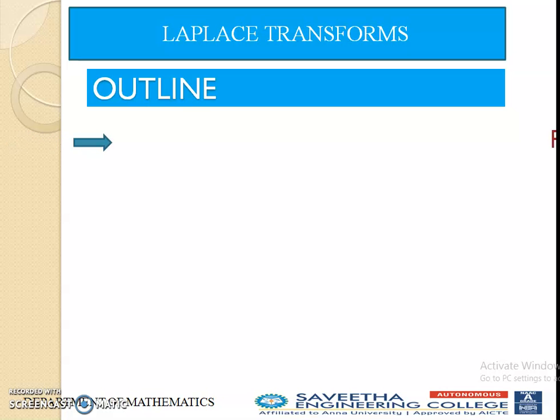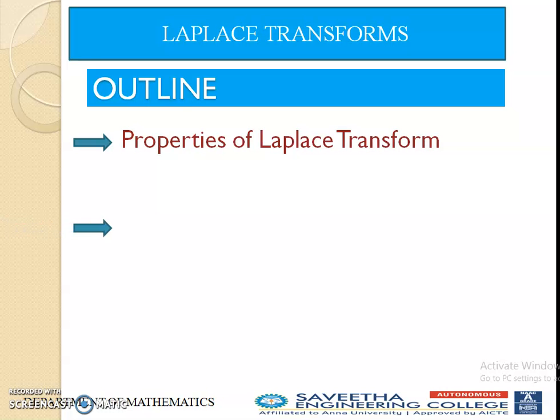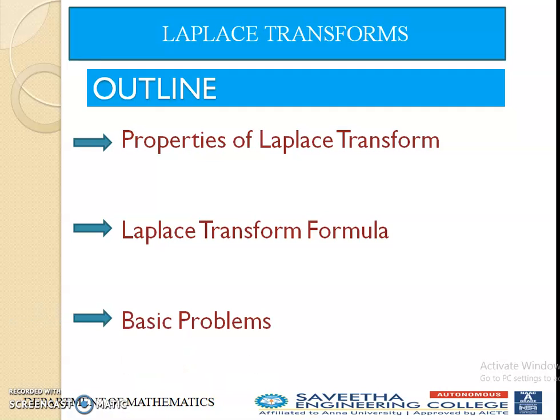The outline is properties of Laplace transform, Laplace transform formula, then basic problems. In the properties, we get 2 more questions. The formula is a very important one for finding the solutions. Here we have more than 15 formulas, but those 15 formulas are a must. We have to read them carefully without making any mistakes.